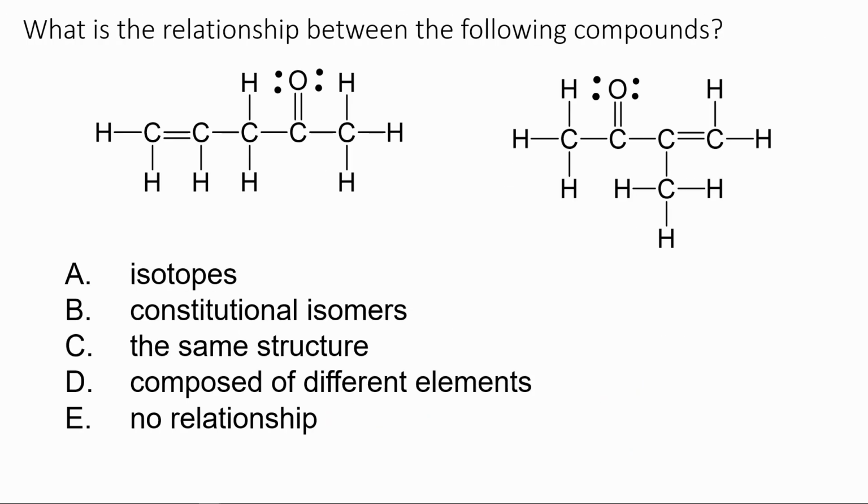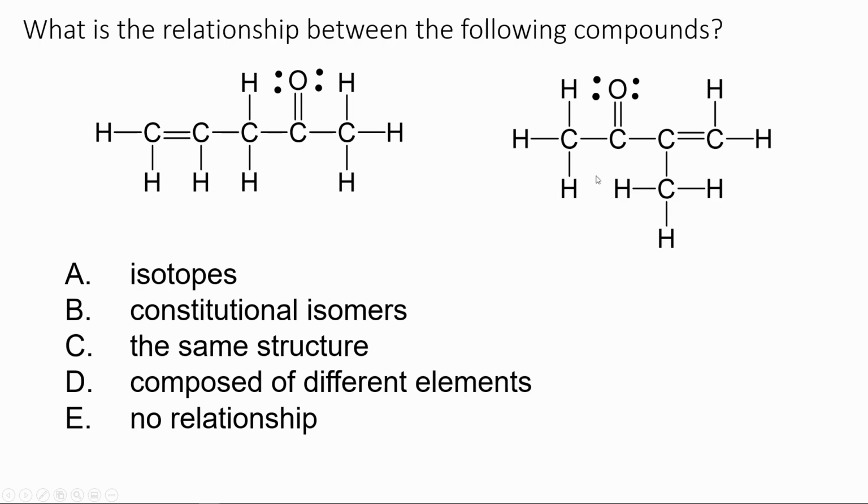So let's take a look at these 2 molecules. What is the relationship between these 2 compounds? To begin with, we can start by counting the atoms, right? We have 1 oxygen in both molecules. We have 5 carbons in both molecules. And we have 8 hydrogens in both molecules.